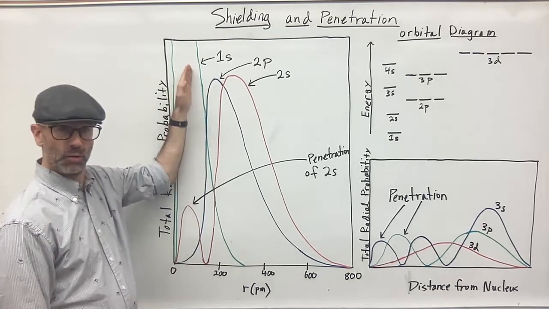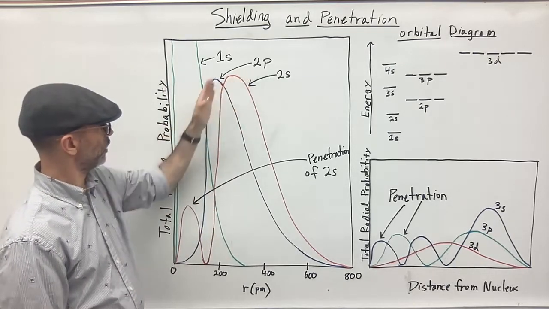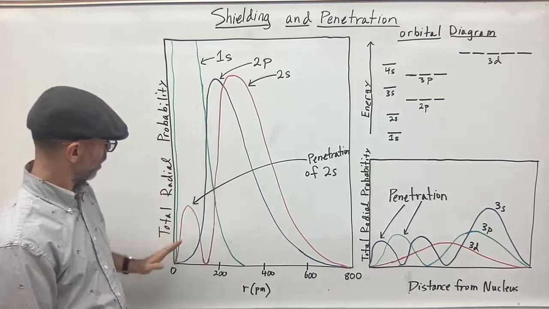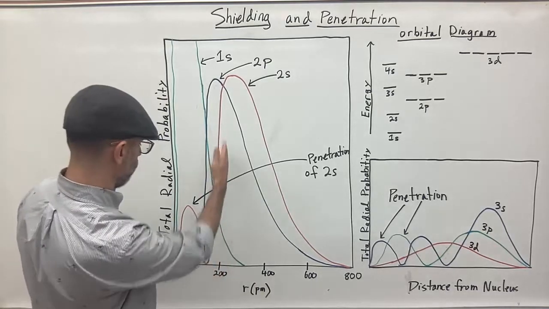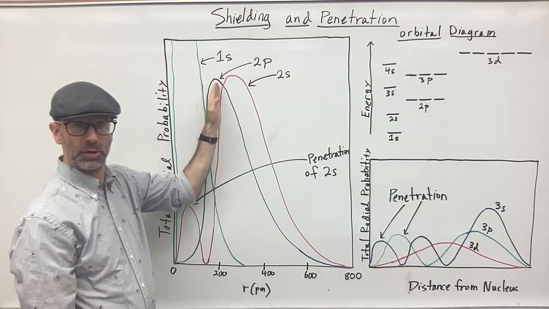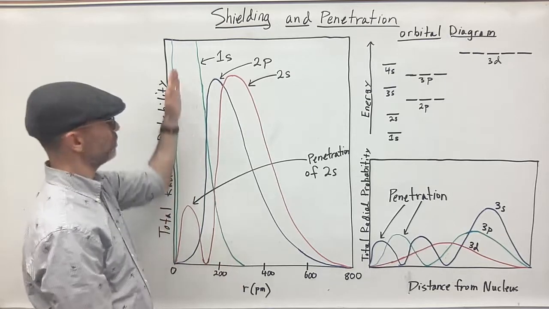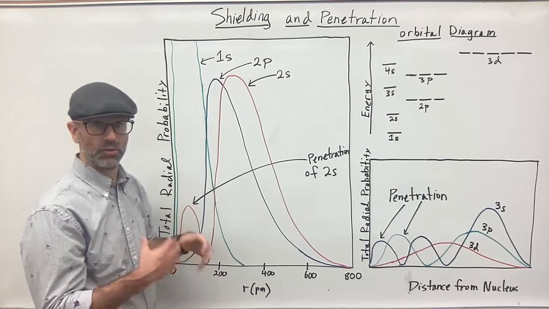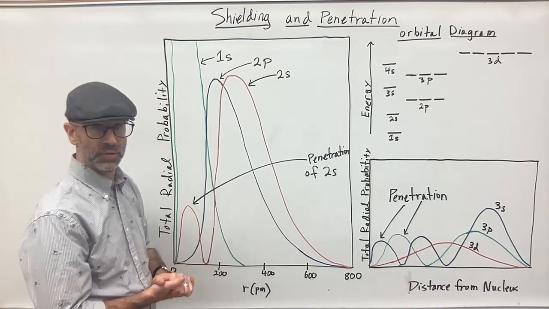So this is where you would find the electron with the highest probability if you're in the 1s orbital. For the 2p orbital, here in blue, you'll notice that the distance from the nucleus at which you'd find the electron is a little more than 200 picometers. So the probability of finding the electron is higher here, which is farther from the nucleus compared to the 1s. The electron in the 1s orbital has a higher probability of being closer to the nucleus than, say, a 2p electron, right?